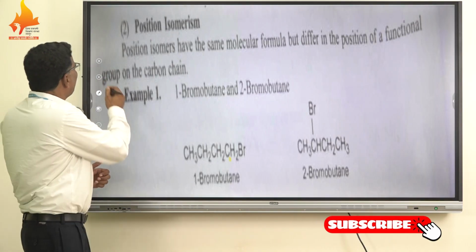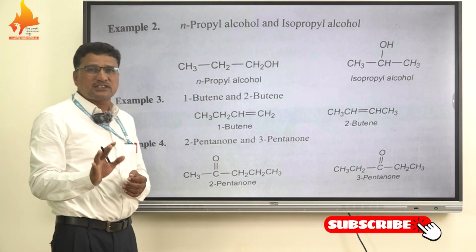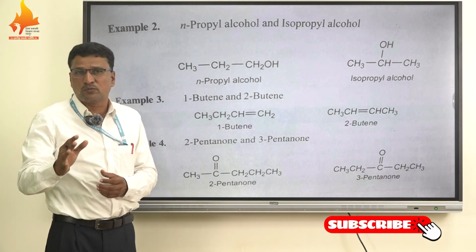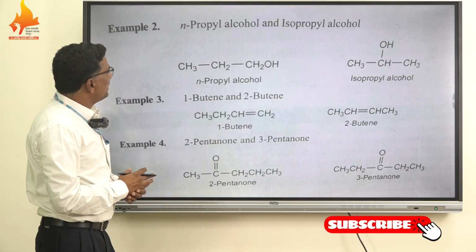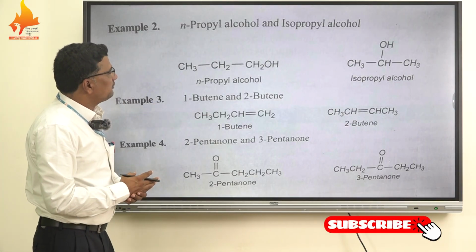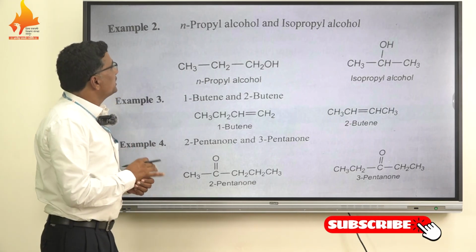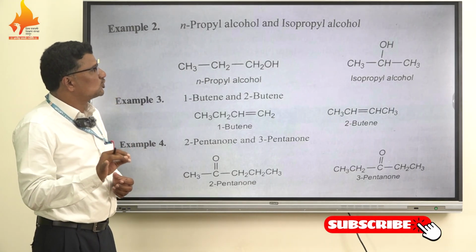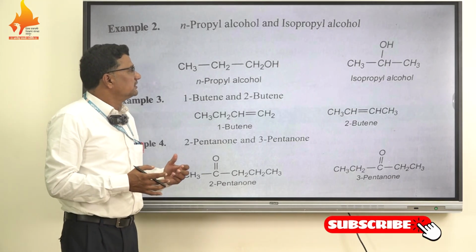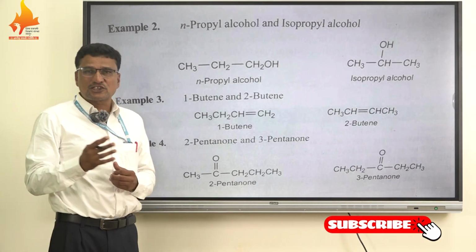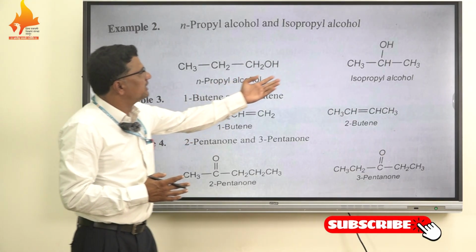We will put more examples so the concept becomes clearer. I have just put up the example of 1-bromobutane and 2-bromobutane, which belongs to position isomerism. Now here again are examples that will clarify the concept of position isomerism. N-propyl alcohol and isopropyl alcohol. A very interesting example I have put up here. The alcohol has the functional group OH, you know, and both have the same, that is OH, OH.